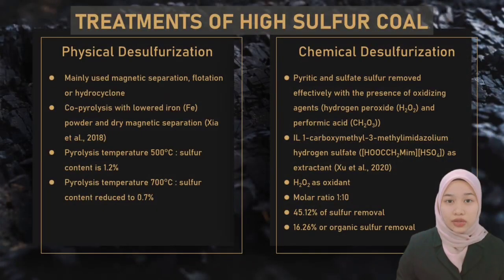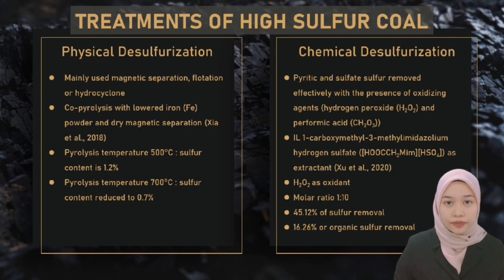In treating high sulfur coals, there are three methods reviewed, which are physical, chemical, and biological desulfurization. A study from Xia et al. 2018 undertook a physical desulfurization by using coal pyrolysis with reduced iron powder and dry magnetic separation. When the pyrolysis temperature is 500 degrees Celsius, the sulfur content in coal is recorded as 1.2%. However, when the pyrolysis temperature changed to 700 degrees Celsius, the sulfur content reduced to 0.7%.